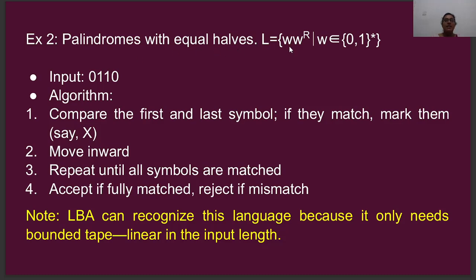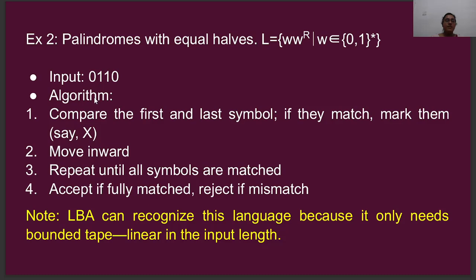So we have W W raised to R. This will be a palindrome and the alphabets are 0 and 1. Let's say that we have the input 0, 1, 1, 0. Let's see the algorithm. Compare the first and the last symbols. If they match, mark them, say X.